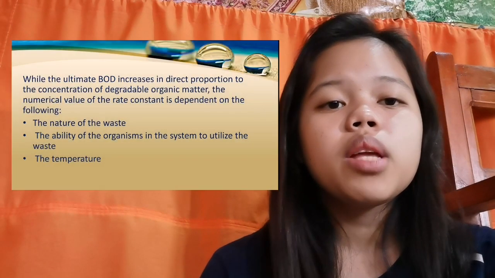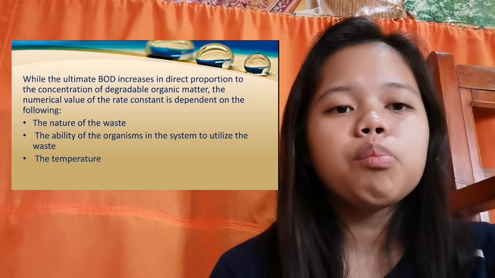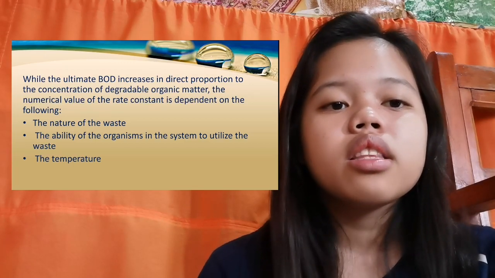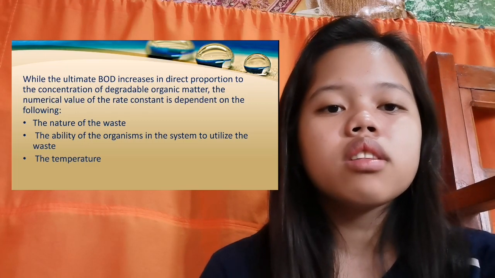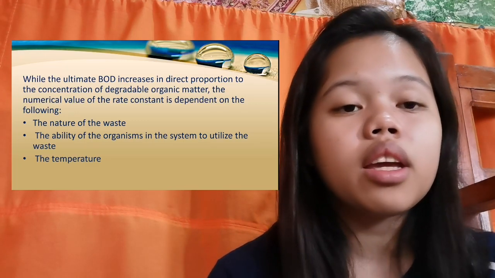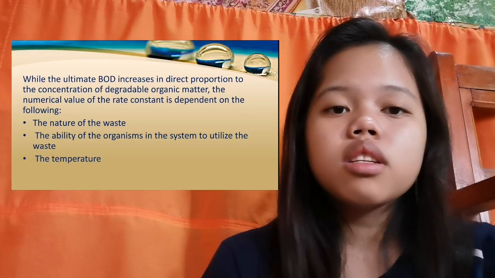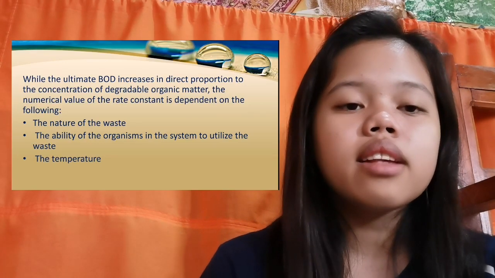The ultimate BOD increases in direct proportion to the concentration of degradable organic matter. The numerical value of the rate constant is dependent on the following: the nature of the waste, the ability of the organisms in the system to utilize the waste, and lastly, the temperature.